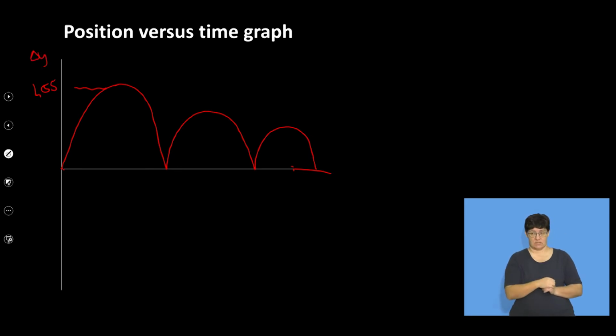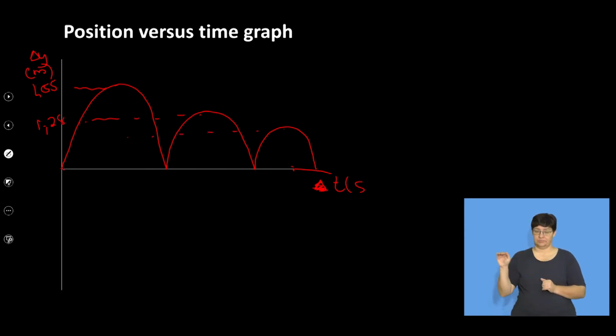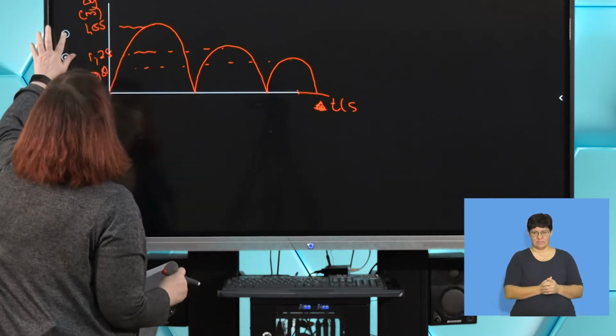Don't forget this is delta y, and this is time. This height was the second height we calculated, which was 1,28, and this one here was 0,81. Not even vaguely to scale, but that's okay. We'll live with it, okay?